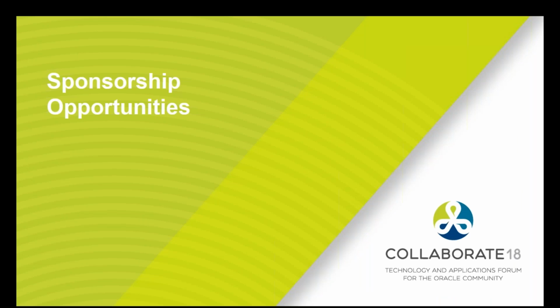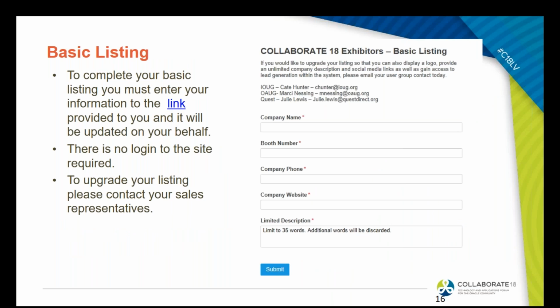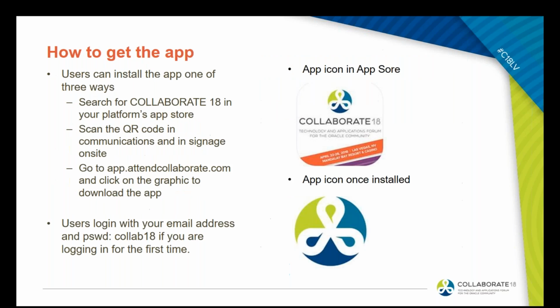We did have a question for the mobile app. Again, using the basic listing survey tool, I would ask your representative to email this link out, or you can feel free to email me. Our contact names are up here at the top, and we're happy to resend that link out to you. So that's how you get your initial basic listing added in.